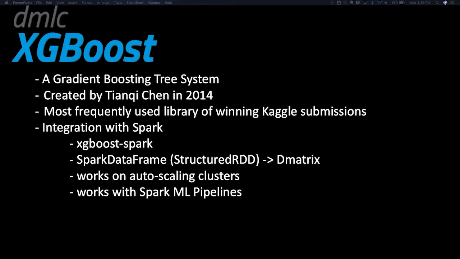The way that it works with Spark is that it converts a Spark data frame, which is a structured RDD, into what XGBoost understands and knows how to process, a data format that they call a DMatrix.